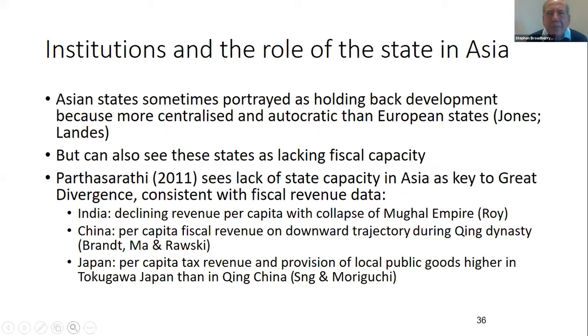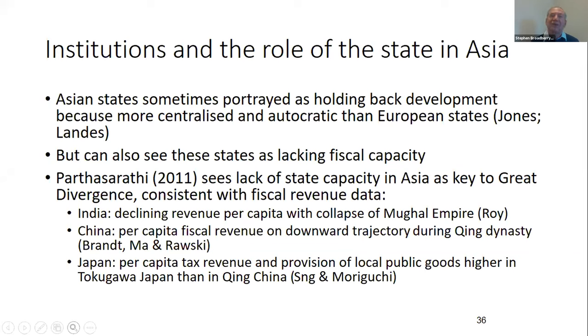Well, we need to think about the role of the state in Asia as well. And again, I think you can see in the literature these two contrasting viewpoints. Early writers like Jones and Landes tended to emphasize or characterize Asian states as more centralized and autocratic than European states. There's the idea that the European states, there were lots of them, they were competing with each other, whereas in Asia you had large central states. But I think more recently we've seen people emphasizing the lack of fiscal capacity. This is particularly a theme of Partha Sarathy's book. He sees lack of state capacity in Asia as the key to the Great Divergence.